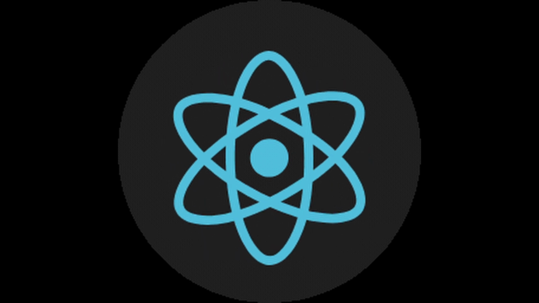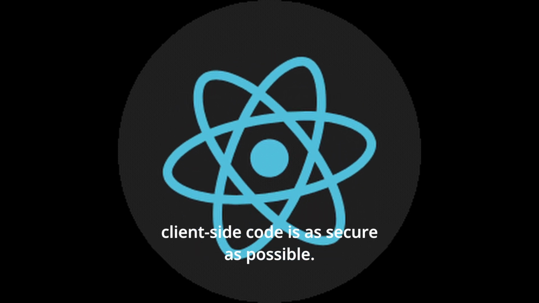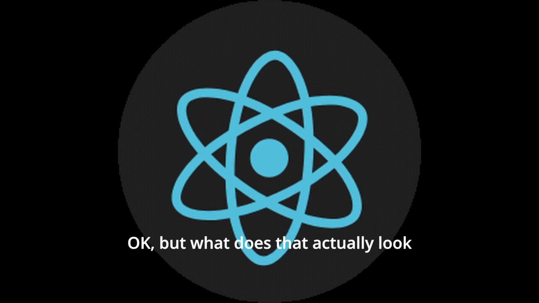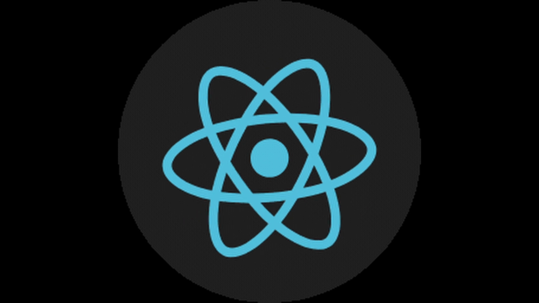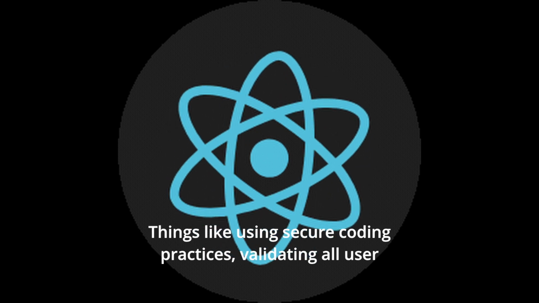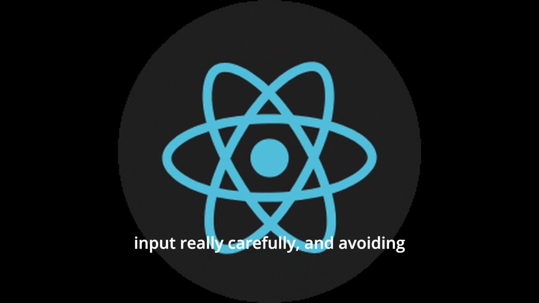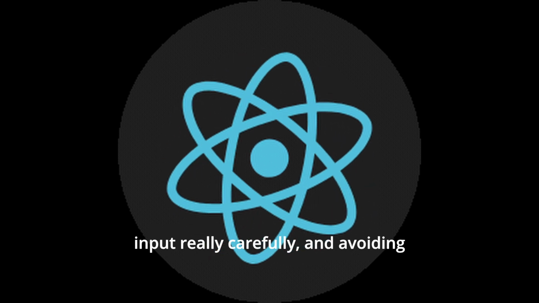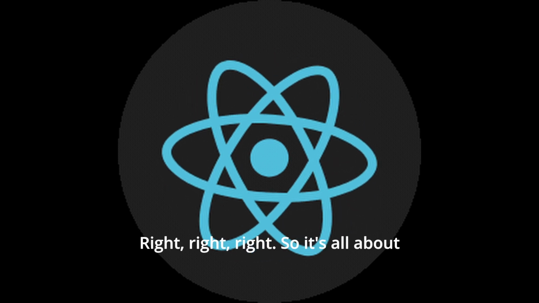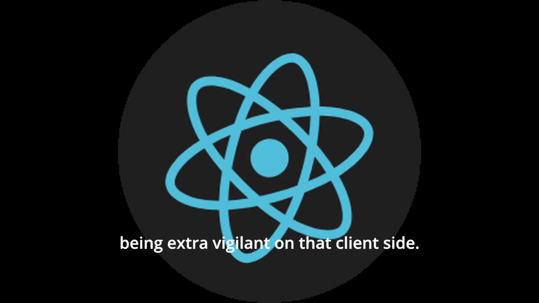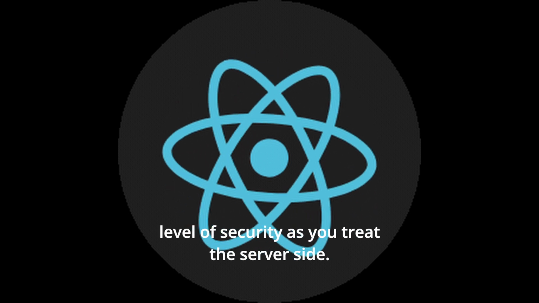What can we do? The key is to make sure that your client-side code is as secure as possible. Okay. But what does that actually look like? What are some of the things we can do? Things like using secure coding practices, validating all user input really carefully, and avoiding things like dangerouslySetInnerHTML. Right. So it's all about being extra vigilant on that client side. You've got to treat the client side with the same level of security as you treat the server side.